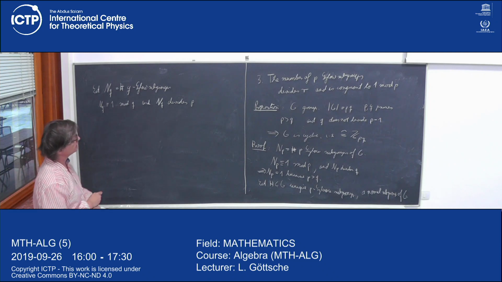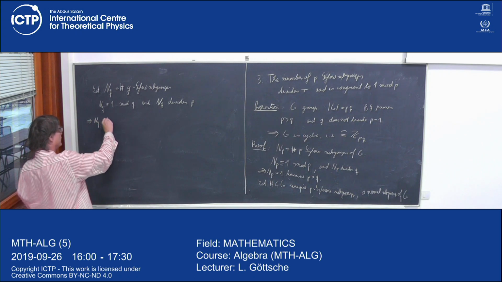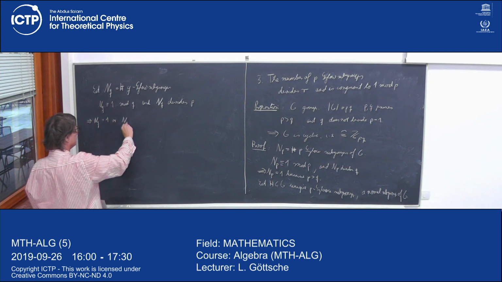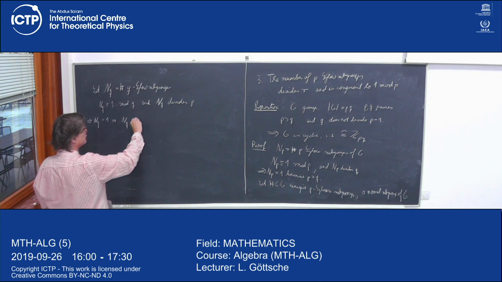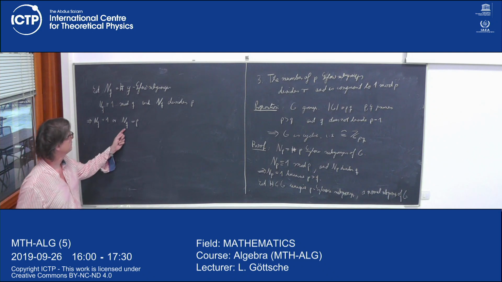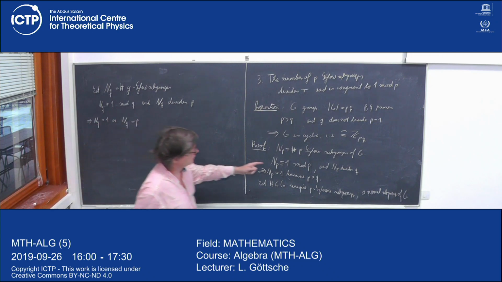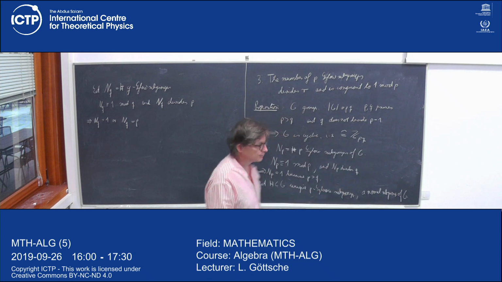So if n_q divides p, it follows that n_q is equal to 1 or n_q is equal to p, because p is prime. But if n_q is equal to p, then p is congruent to 1 mod q, which means that q divides p minus 1.